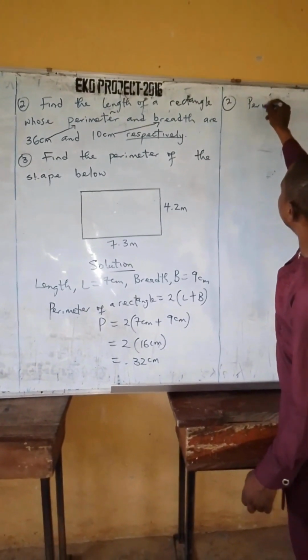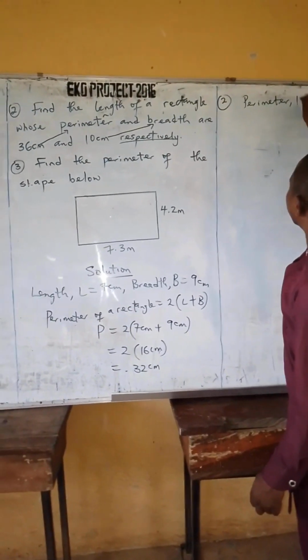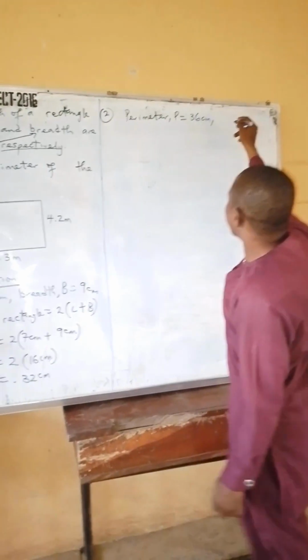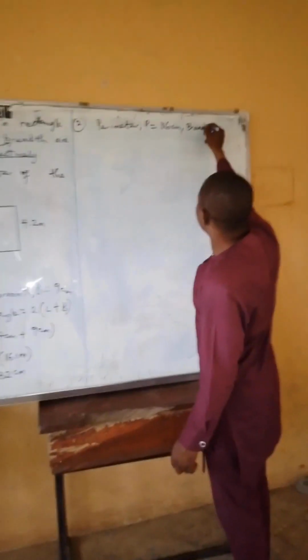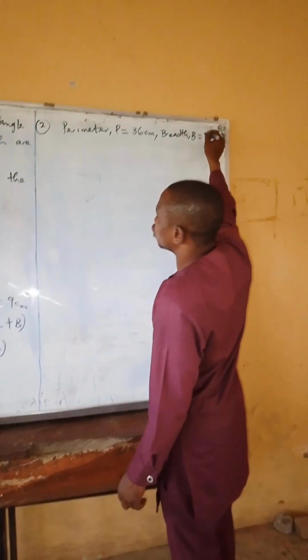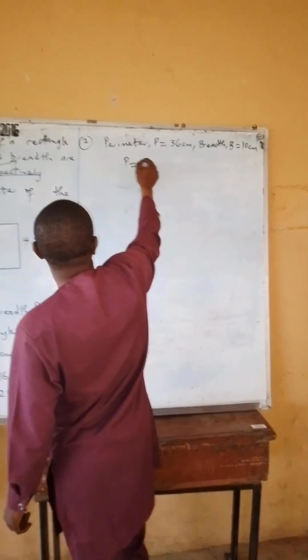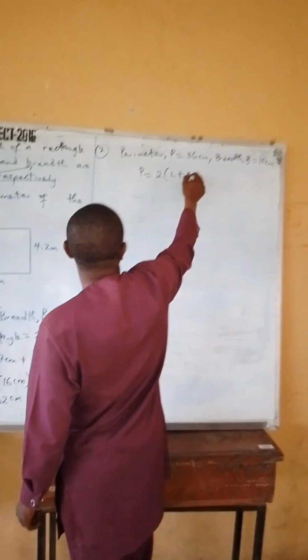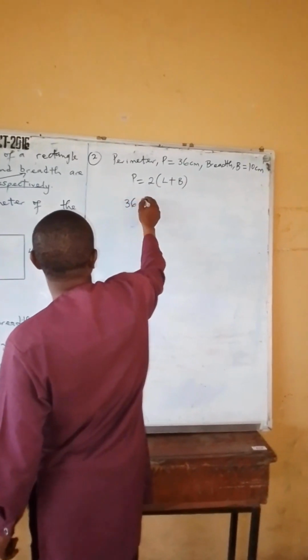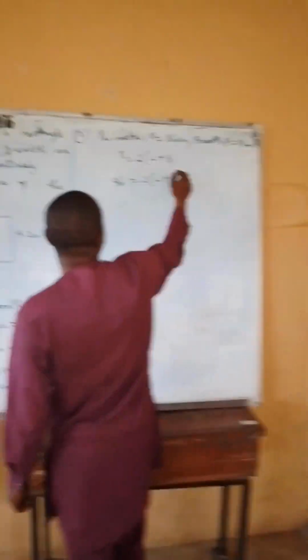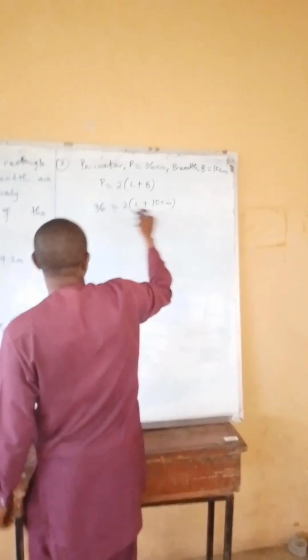So therefore, the perimeter, which is denoted as P, is equals to 36 cm, whereas the breadth, which is denoted as B, is the one equals to 10 cm. So we are going to apply the formula. P is equals to 2 into bracket length plus breadth. So P is equals to 36 is equals to 2 into length plus breadth. And don't forget that the breadth is equals to 10 cm here.